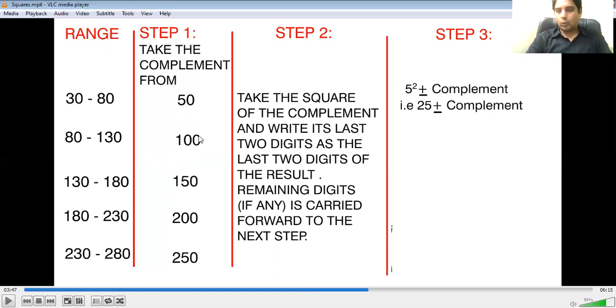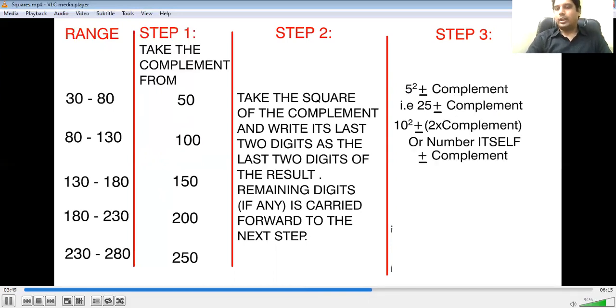Now for step 3, when you take the complement from 100, it is 10 square plus minus twice the complement, or it is ideally equivalent to the number itself plus minus the complement. Let me explain with an example. We took the square of 108. 108 is 8 more than 100, so the complement is plus 8. So as per step 3, 10 square is 100 plus minus twice the complement. Since our complement was positive, we'll add twice 8, which is 16.